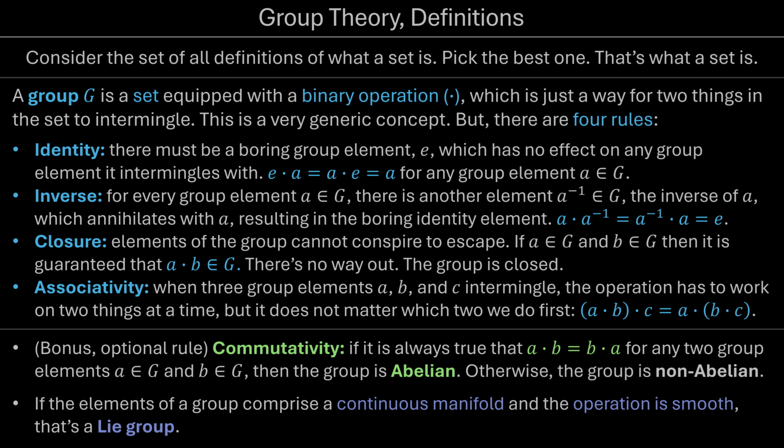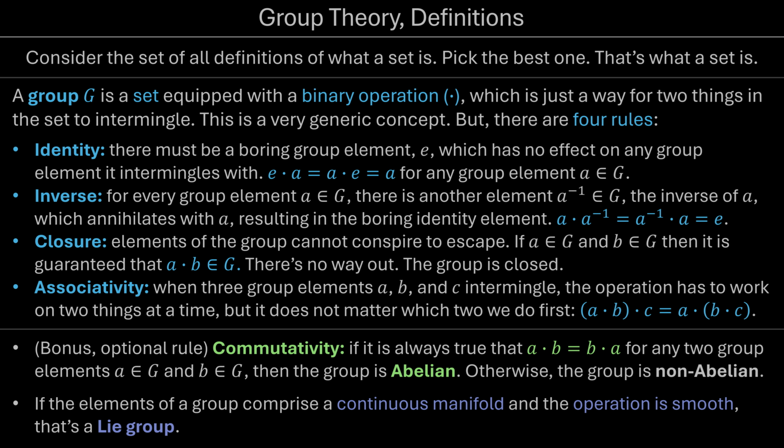So for example, we've been talking about integers equipped with addition. That is not a continuous manifold. The integers are like a perforated number line. It's a discrete set of things, it's not continuous. On the other hand, the group U1 of e to the i thetas is a continuous manifold, because U1 has the topology of a circle, and complex multiplication smoothly and continuously rotates things around that circle. So U1 is a Lie group.